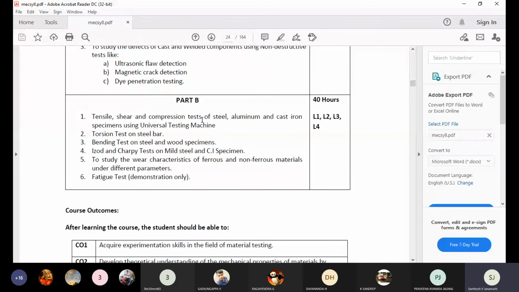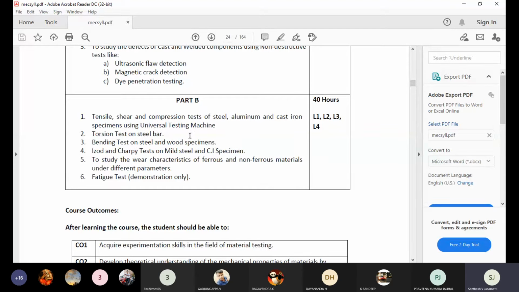And also bending is missed here. Bending is also there. Shear, tensile, compression, and bending. All these four experiments we need to conduct in the universal testing machine, UTM. So we need to take the UTM machines, because these experiments are executed in UTM.